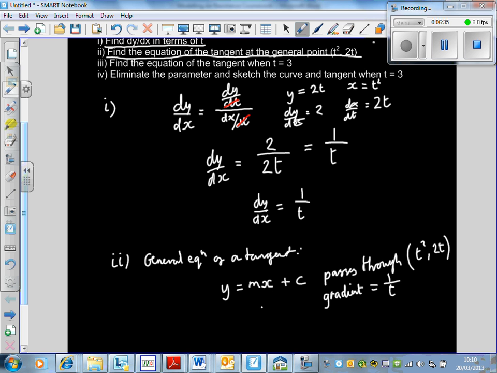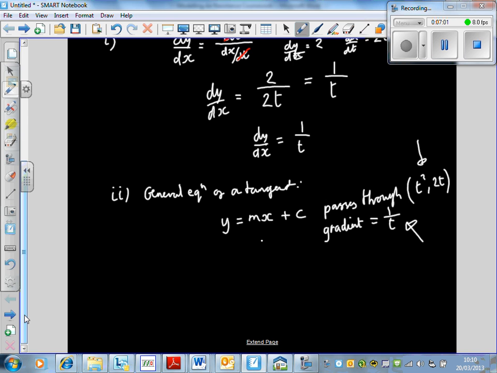And this is where the parametric stuff gets a bit fiddly. We're doing a completely general point. This could be anywhere on the curve. And the gradient at that particular point is going to be 1 over t, 1 over whatever t is. If we were given a value of t, we could work these out as actual numbers, but we're not. So we have to keep the t's in the point there and in the gradient there.